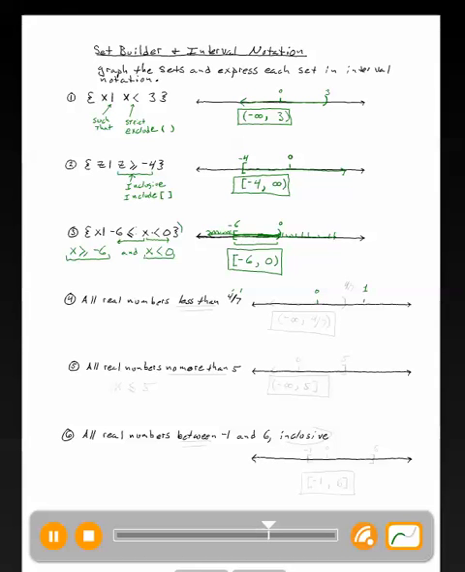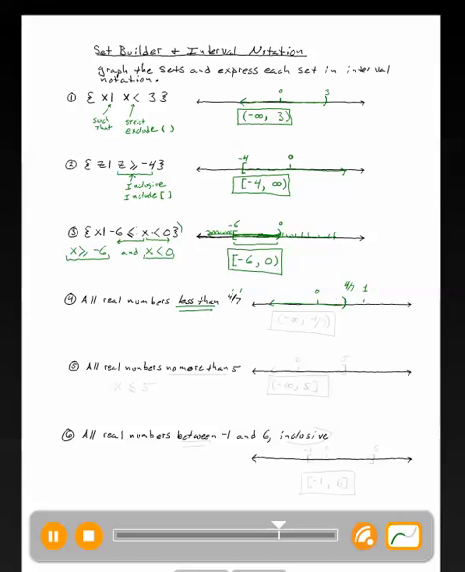So say maybe it's a little bit better than 1/2. So say maybe right about here is 4/7. Now, we want all real numbers less than 4/7. So I know that from 4/7 my arrow has to go to the left because it's less than. And since it's strictly less than, I'm going to use a parenthesis.